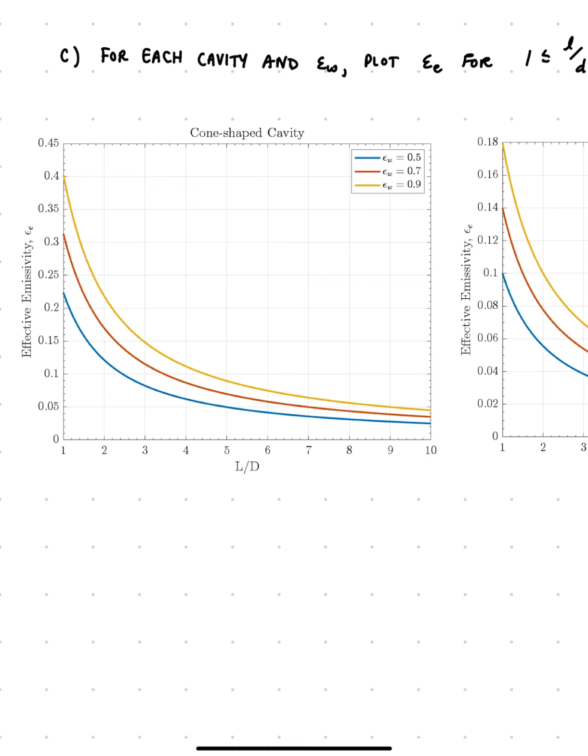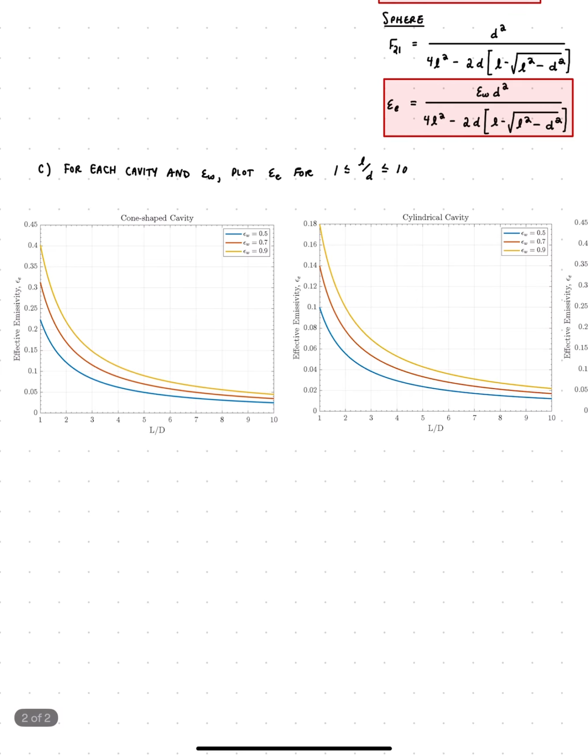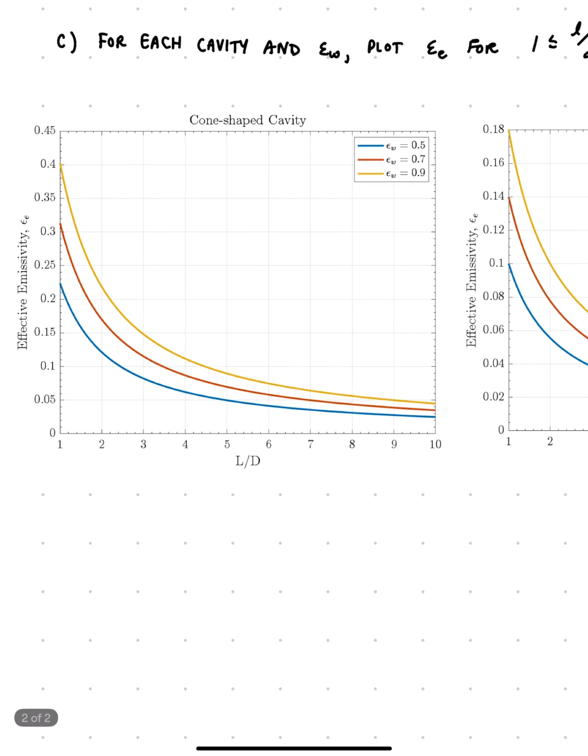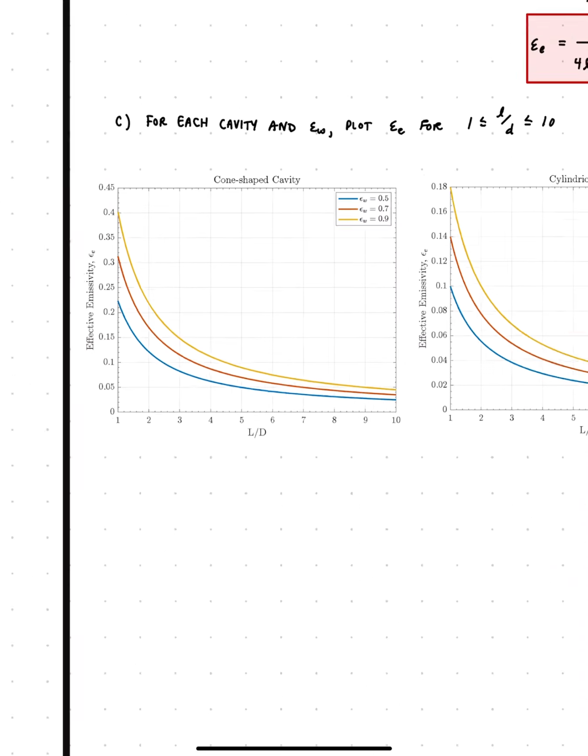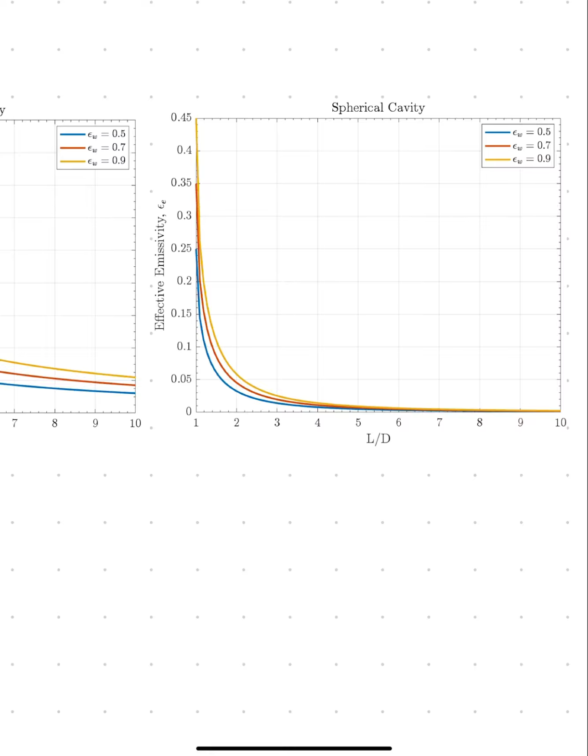On the y-axis, we have the effective emissivity, and on the x-axis, we have our L over D ratio. And you can see for the cone-shaped cavity, as L over D approaches 10 or beyond, the emissivity approaches 0. Very similarly for the cylindrical cavity, except it has an overall lower emissivity, 0.18 instead of 0.4. And for the spherical cavity, it has a much steeper drop-off, which is interesting to see. And it looks like it approaches 0 much more rapidly.